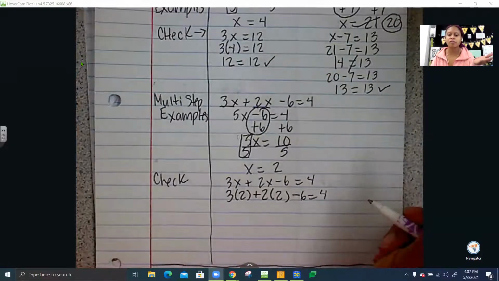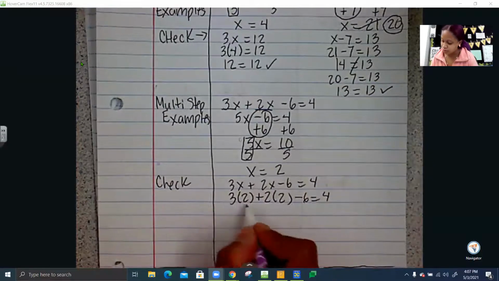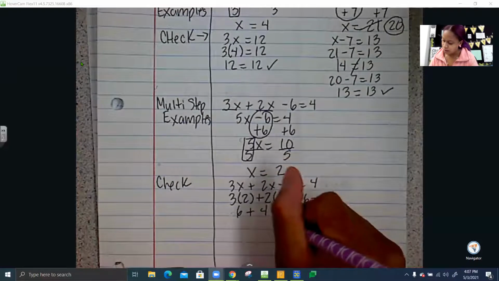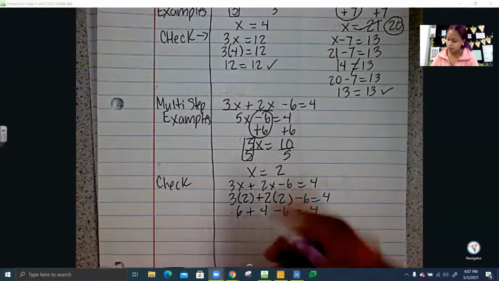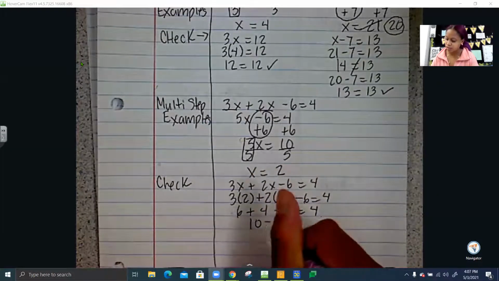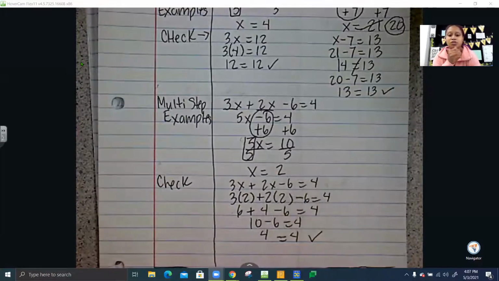And according to my order of operations, I multiply first. I'm going to get rid of all of my multiplication. 3 times 2 is 6, plus 2 times 2 is 4, minus 6 equals 4. 6 plus 4 is 10, minus 6 equals 4. 10 minus 6 is 4, and that does equal 4. So that is the correct solution.